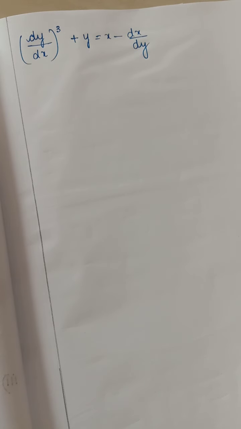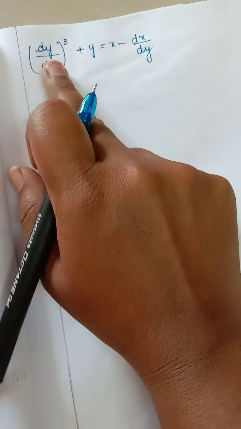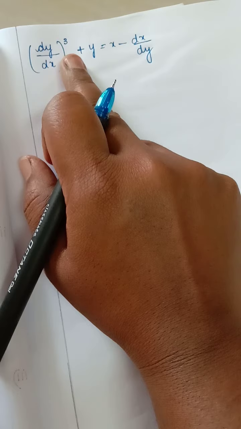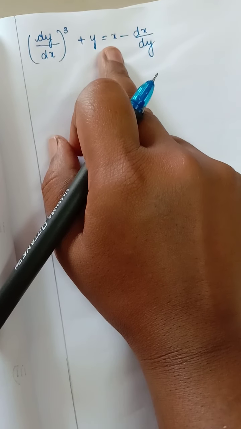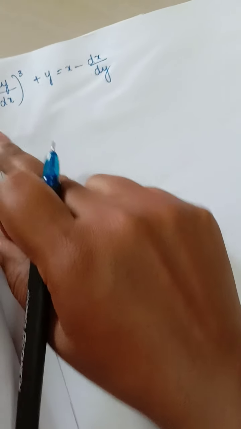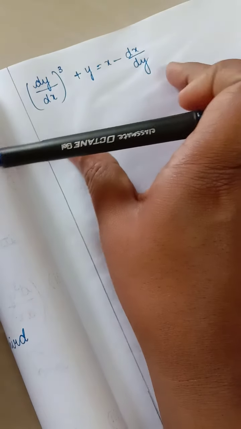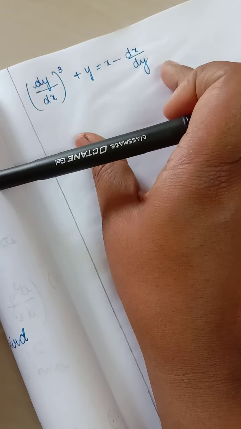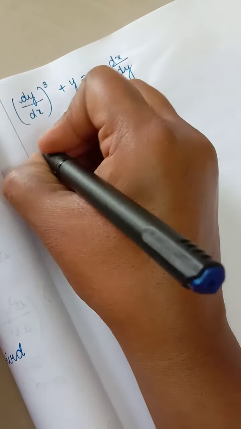We are going to see the seventh sum. (dy/dx)^3 + y = x - dx/dy. So this is the given equation we have written. This is the seventh equation they have given. Next, what are we going to do?